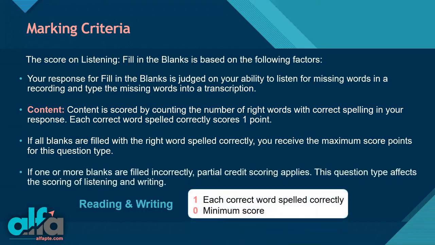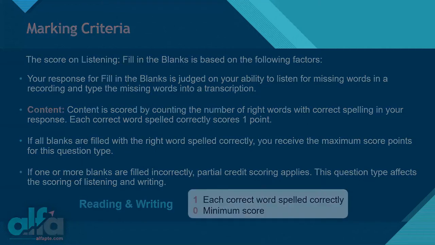If one or more blanks are filled incorrectly, partial credit scoring applies. This question type affects scoring of listening and writing. That means partial credit does not mean negative marking. It means, for example, if there are 3 fill in the blanks and 2 are right, you'll only get 2 marks. You'll not get the third one. So that's partial credit.